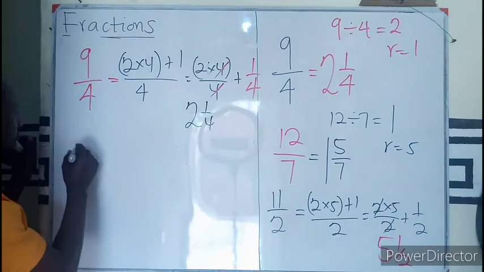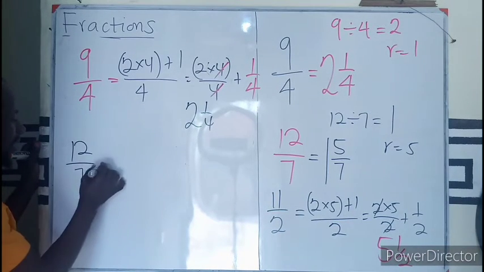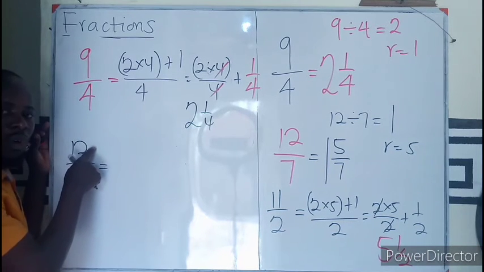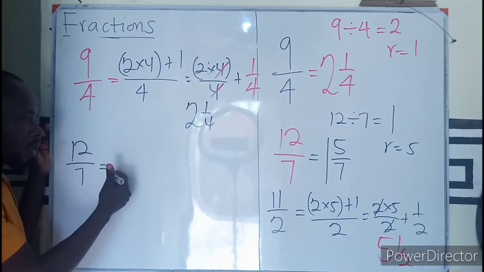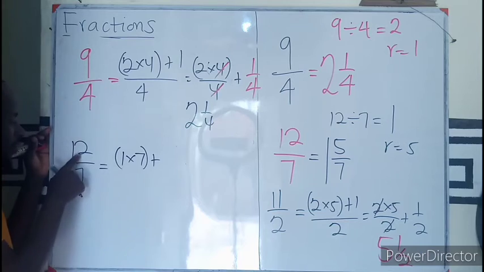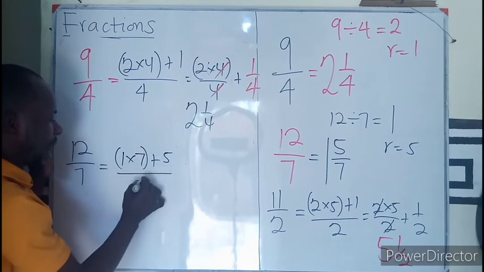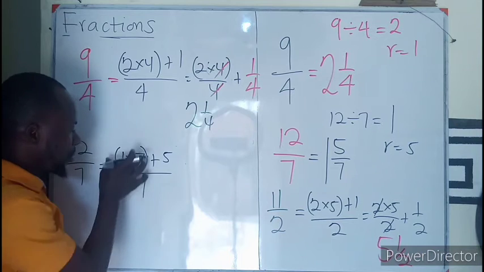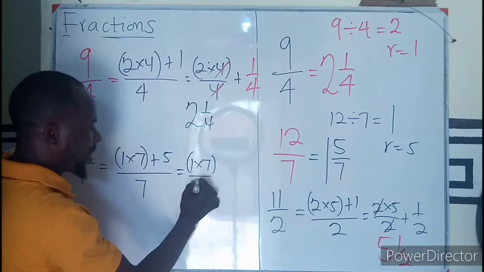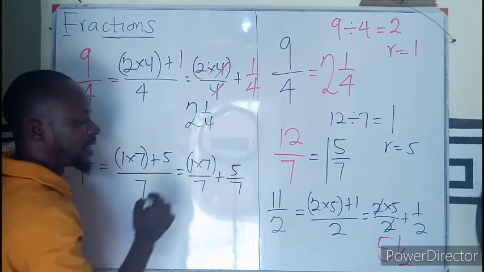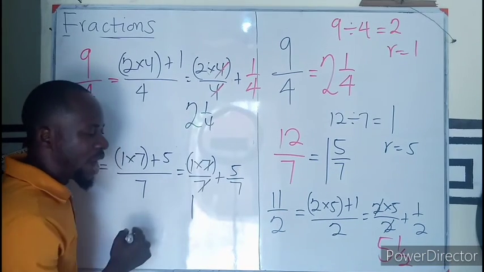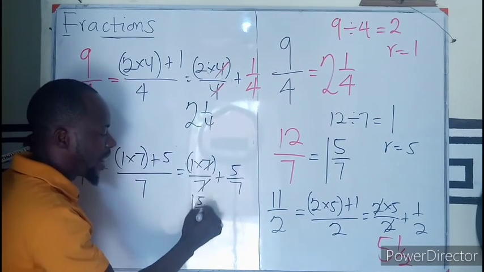Then when it comes to this, it will be 12 over 7. We know 7 times 1 is 7. 7 times 2 is 14, bigger than our 12. So I'll be stuck with 1 times 7. What will be the remainder? 7 from 12 is 5. So I still have my fraction. Per the division, I'll be having 1 times 7 over 7, plus 5 over 7. That will simply mean that 7 will cancel 7. I'll be left with 1 plus 5 over 7.